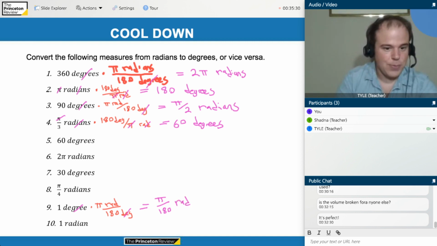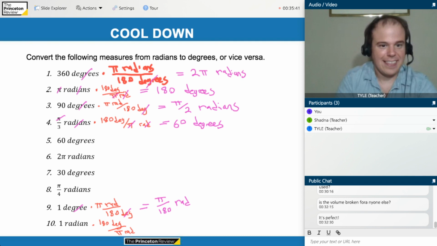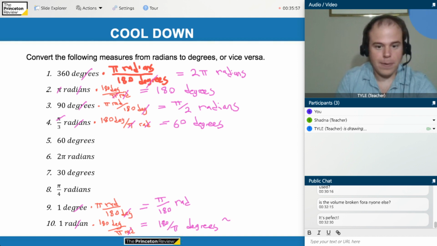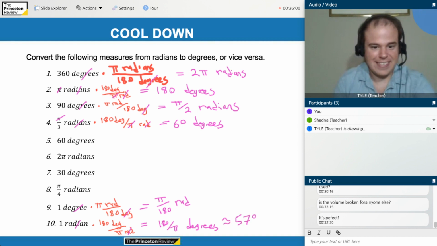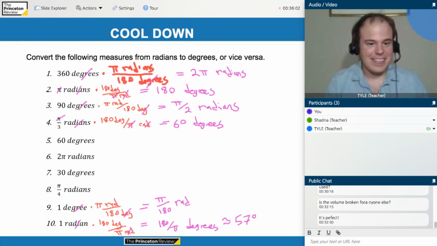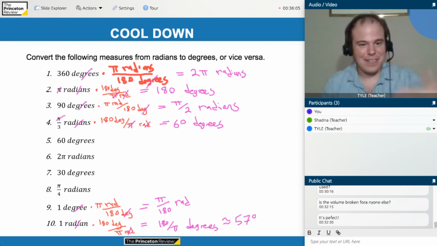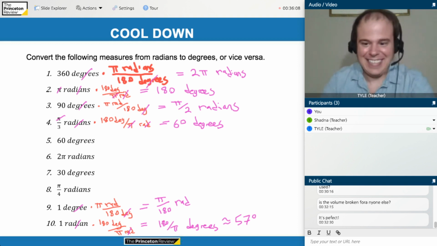Okay, and 1 radian times 180 degrees over pi radians equals, the radians cancel. Okay, and so we get 180 over pi degrees. And 180 over pi is about 57 degrees. All right, I skipped the middle few just because I was getting tired of doing them, and so I figured that some of you might be getting tired of doing them also.